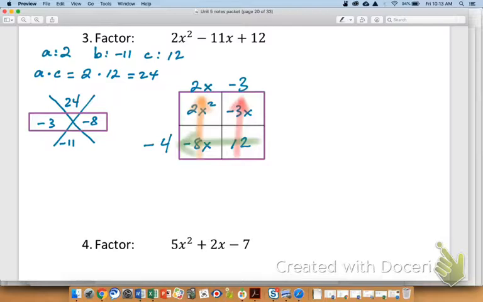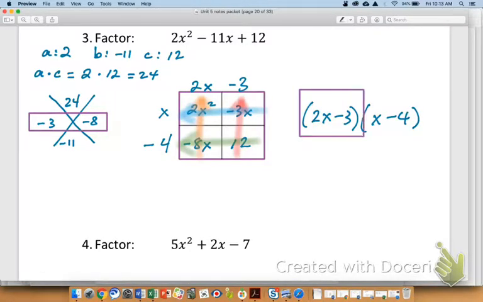And then finally, along the blue arrow, it appears that I have a common factor of x, and I think that that's it. So my factors for 2x squared minus 11x plus 12 would be 2x minus 3 times x minus 4. And this would be my final expression factored.